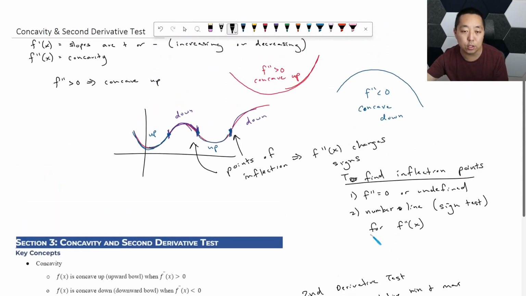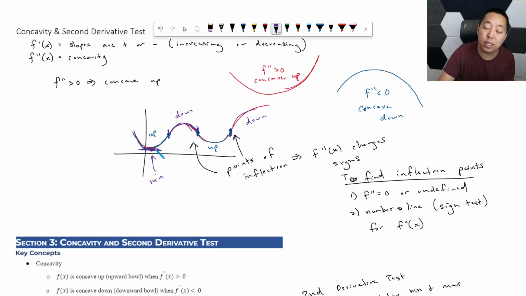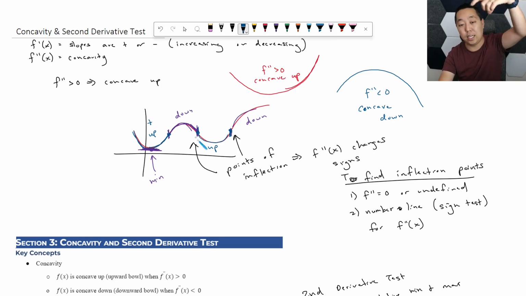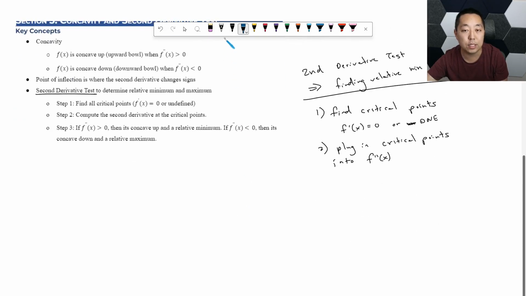Now, why is this useful? So let's take a look at this one here. Right here, we have a min, right? And that means the derivative is 0. If you plug into the second derivative, you should get a positive value. If you get a positive value, that means it's concave up, so it has to be a minimum. And if you plug into the second derivative and it's negative, concave downward, then that means it's a maximum. Okay, so let's do the same example that we did.